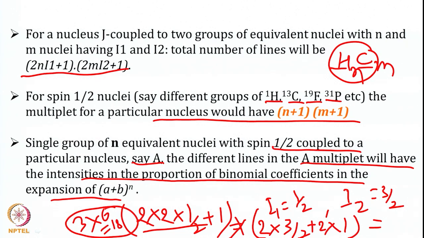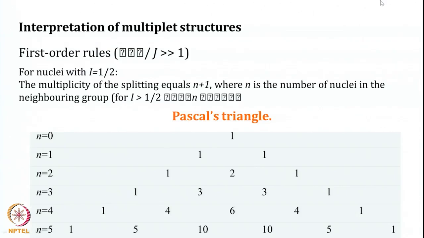Whereas in a heteronuclear coupling, say proton is spin half, carbon 13 is spin half. So one proton coupled to one carbon 13, both being half, the number of nuclei is 1 plus 1, so that will be a total of 2 lines, like carbon 13 and proton will cause 2 lines separately. Okay, so now let us look at some of the examples here.